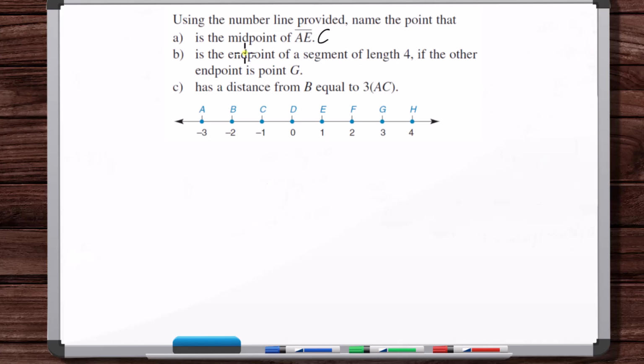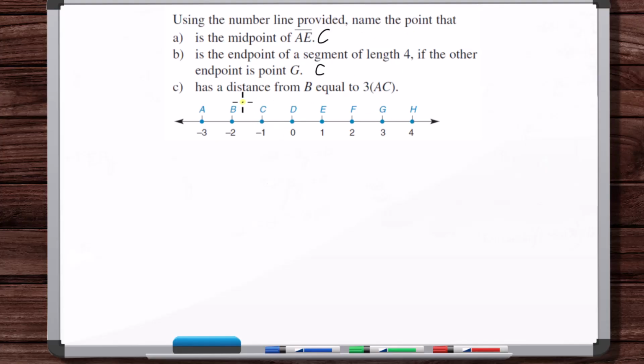Okay, name the point that is the endpoint of a segment of length 4, if the other endpoint is point G. So 0 to 3 would be length 3, going from D to G. But if we go from -1 to 3, that's 1, 2, 3, 4. So we're naming the point. That would be point C again, because if you have a segment CG, one of the endpoints is G, and the other endpoint is C, then that segment has length 4.